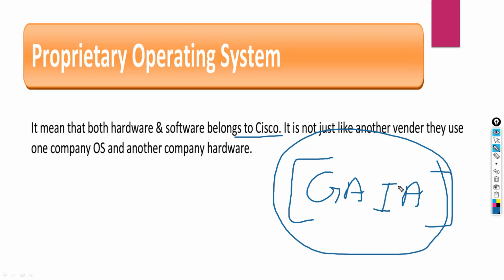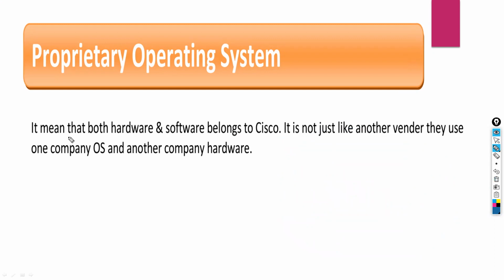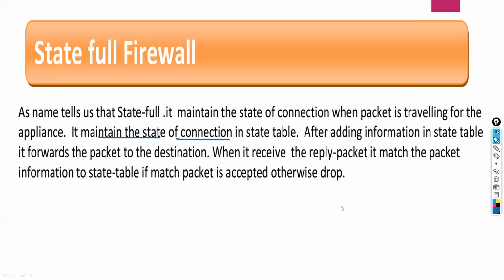We can download the operating system from Checkpoint and install it on any hardware. So the operating system and hardware belong to different vendors, and maybe there is some compatibility issue. But with Cisco we have a good feature: both hardware and software belong to Cisco. It is not like another vendor that uses another company's operating system or hardware. So if you face any problem in software or hardware, you can talk to a single vendor, Cisco.